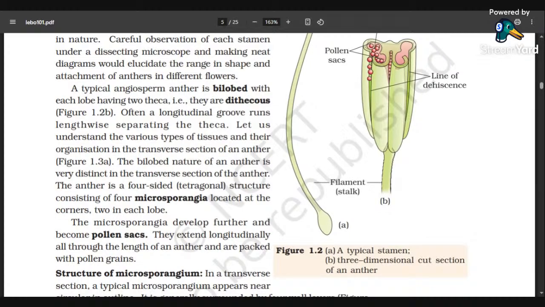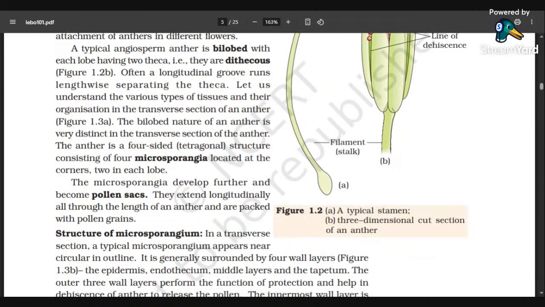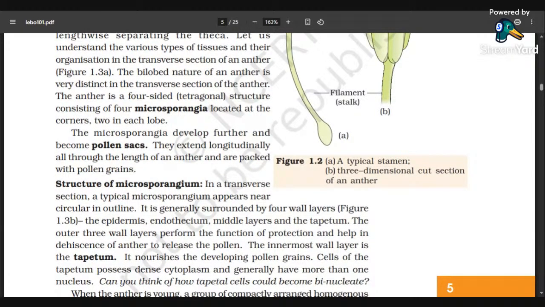The anther is a four-sided tetragonal structure consisting of four microsporangia located at the corners, two in each lobe. The microsporangia develop further and become pollen sacs. They extend longitudinally all through the length of an anther and are packed with pollen grains. Structure of microsporangium. In the transverse section, a typical microsporangium appears nearly circular in outline.